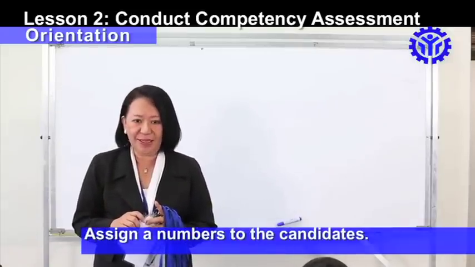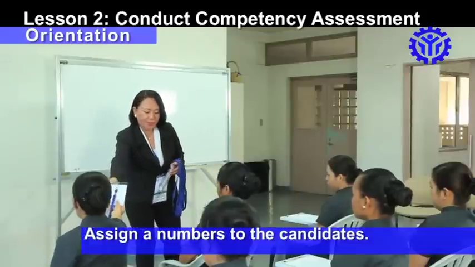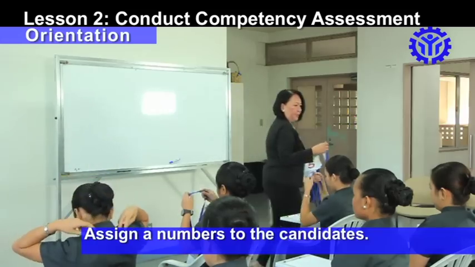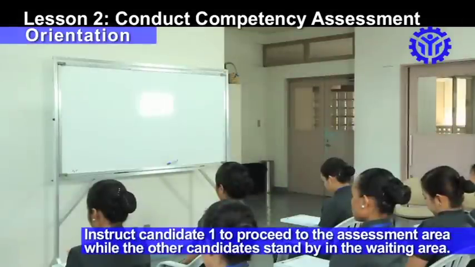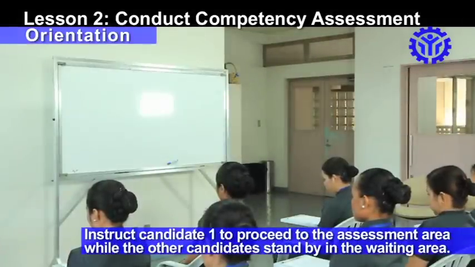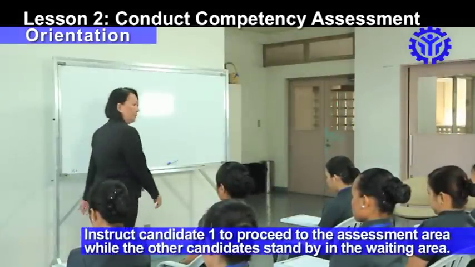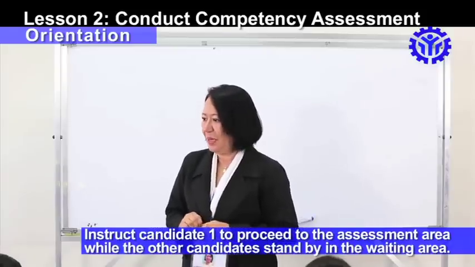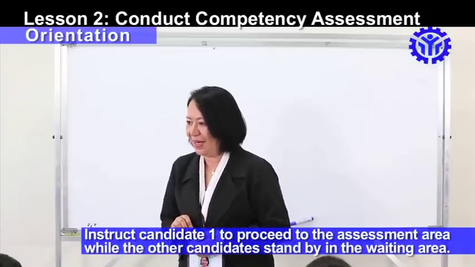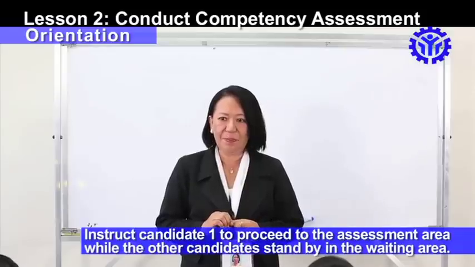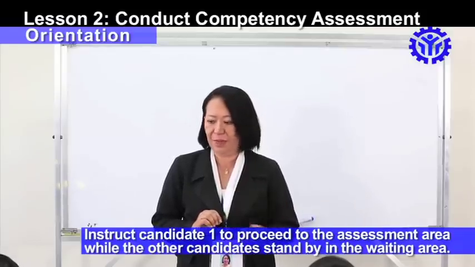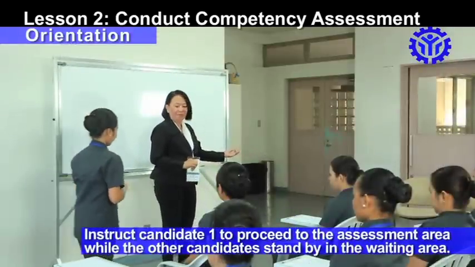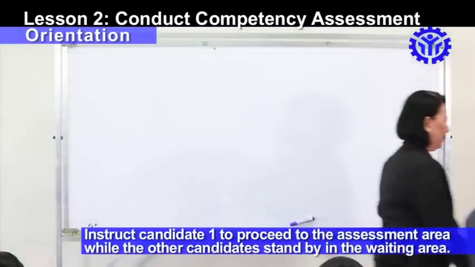Assign numbers to the candidates. I will give you your assigned number. Here's for you, ma'am. Thank you. And another one for you. Instruct candidate number 1 to proceed to the assessment area while the other candidates stand by in the waiting area. So everybody must be very ready now. Candidate number 1, you may please proceed to the assessment area. And for the rest of the candidates, please remain while I call you by your number. Thank you. This way, please.